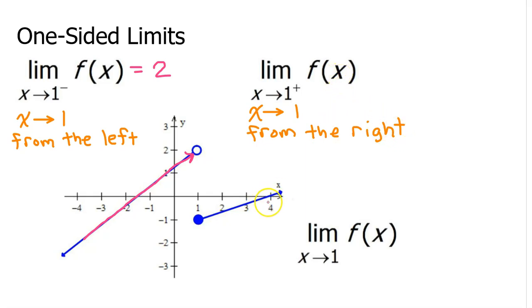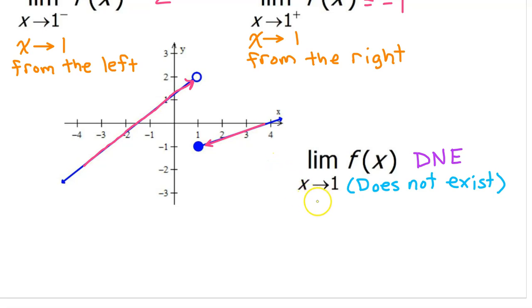In other words, we are now speaking of the output value that we are approaching as we get closer and closer to the input value of 1, but this time from the right. The limit as x approaches 1 from the right of f of x is -1, because as the input values get closer and closer to 1 from the right, the output value gets closer and closer to -1. Again, it does not matter what's happening at 1. All that matters is what's happening as we approach 1 from the right.